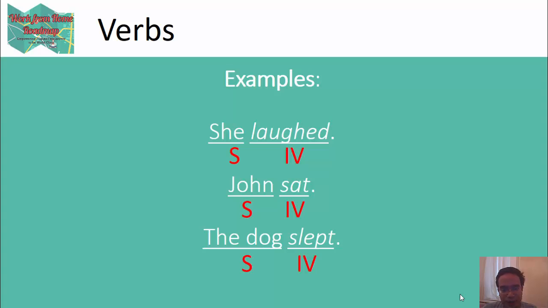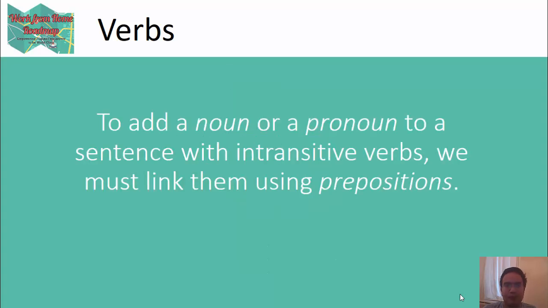She laughed. There is no receiver of the laughter. Therefore, laughed is the intransitive verb. John sat. There is no receiver for sat. Sat is an intransitive verb. The dog slept. Slept is an intransitive verb because there is no receiver of the action slept. Only doers of these actions.